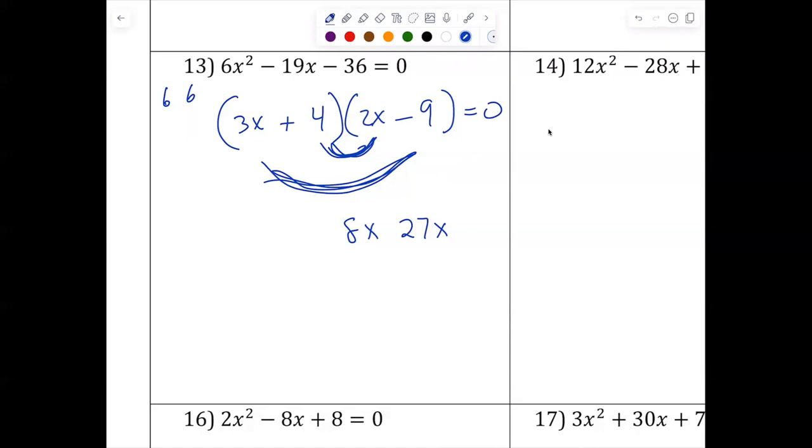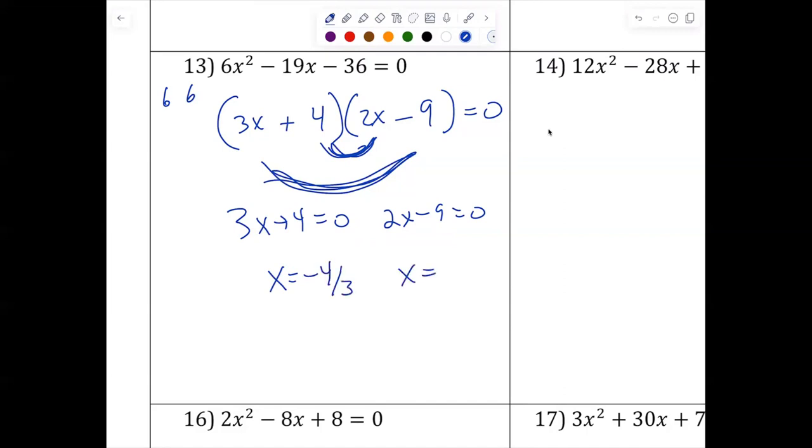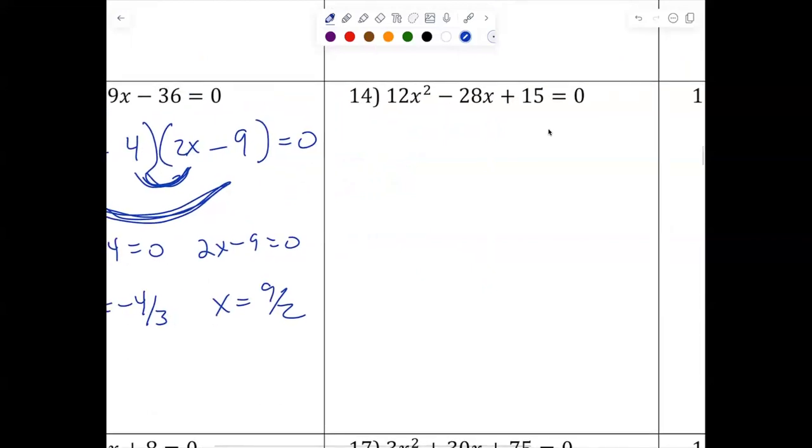All right. You good with this? Anybody? All right, here we go. So now we have to set the factors equal to 0. So everybody's just going to write 3x plus 4 equals 0. 2x minus 9 equals 0. x equals what? Thank you. Negative 4/3. Someone else speak up now. Come on, guys. Don't let the same people do it. Go. Beautiful. There we go. All right, 14. Oh, this one's kind of annoying too.